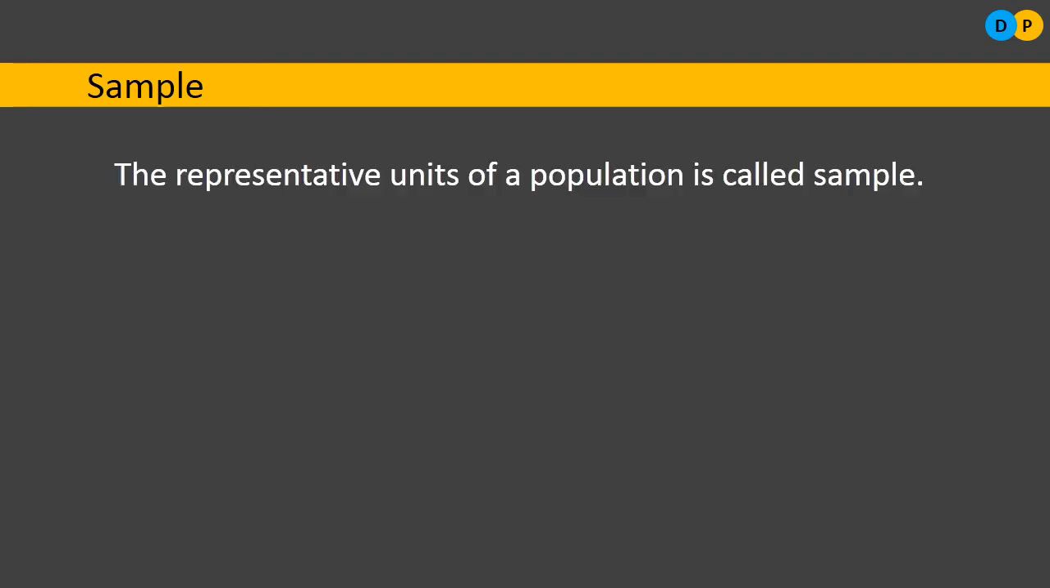So what is a sample? The representative units of a population are called a sample. Usually we do this while buying sweets. When you visit a sweet stall or sweet shop, before buying a kg of laddu or peda, you will go through the sample. If the sample is good, tasty, then you will buy it, or else you will go for another product. So here the sample is nothing but a representative unit.